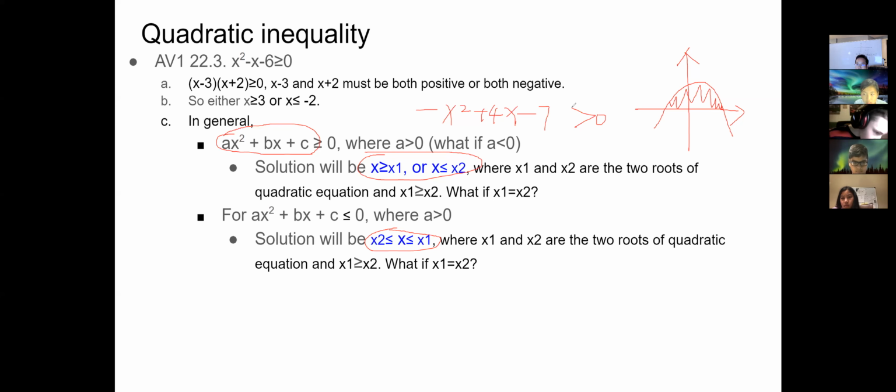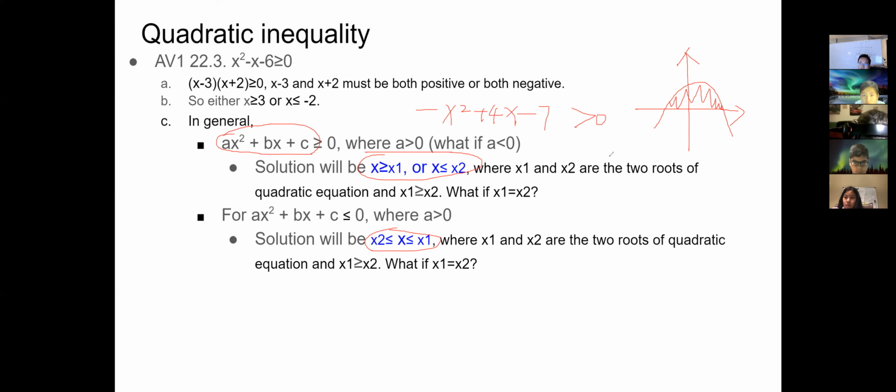Yeah, based on the graph. But typically we have A greater than 0. And what if A is not greater than 0? It doesn't give you a different answer, right? It didn't say, if A is less than 0, let's do it the other way. So why? What's the rule of inequality when we deal with a negative number? Somebody said the signs change, if you multiply by a negative number. Can you elaborate?